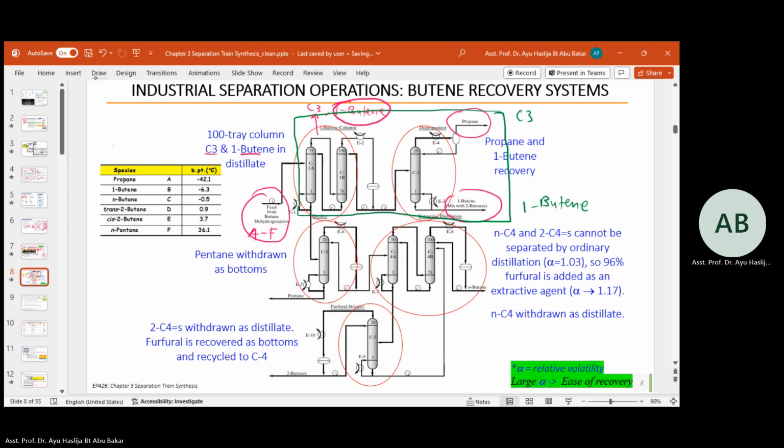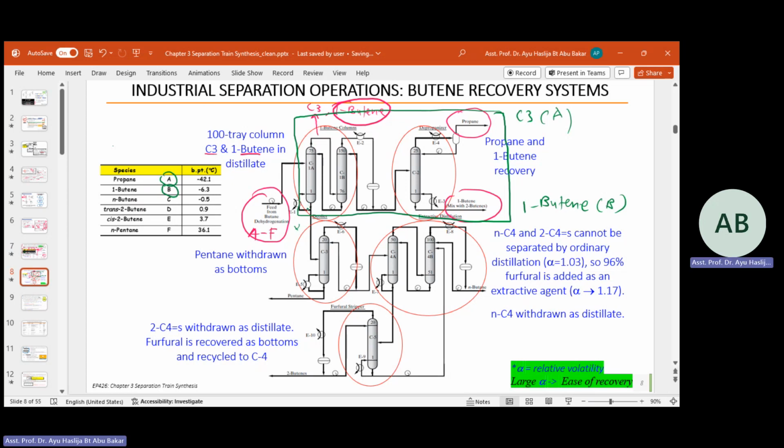Okay, up to there. Now, the first sequence, the distillate is C3 and butene. Propane, A and B, 1-butene. A and B. Okay, so the bottom product, what could it be? The distillate is A and B. Bottom?